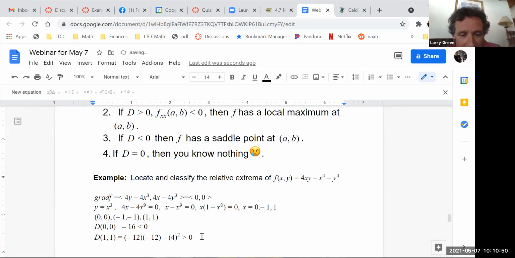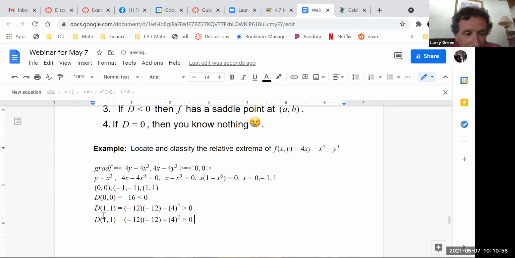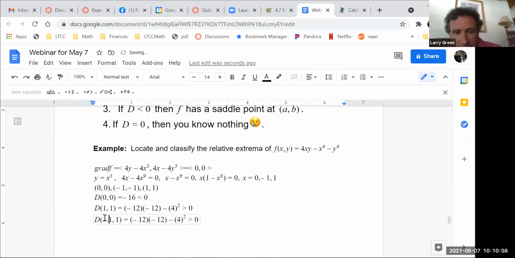Okay, now we do the same thing, but let's plug in -1, -1. Okay, so now let's take a look. It was a -12 times -12. And then we still get -4 squared. Turns out to be the same when you do it. And that's positive.